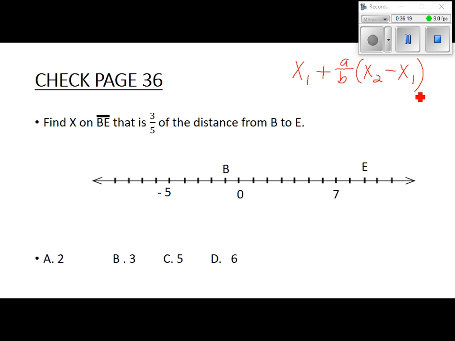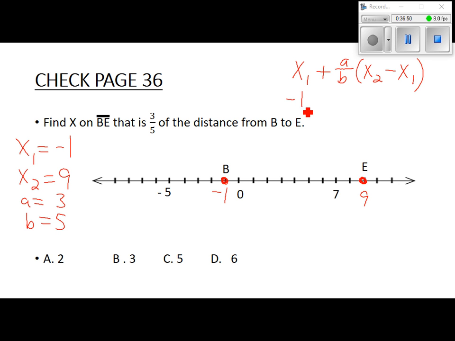What's x1 this time? Negative 5. Everybody agree with that? Let's see, no it's not. It's negative 1. It's right there, isn't it? Negative 1. What's x2? 9. Make sure we know our points here. So x1 is negative 1, x2 is 9. What's a this time? 3. What's b this time? 5. Punch it all into your calculator.